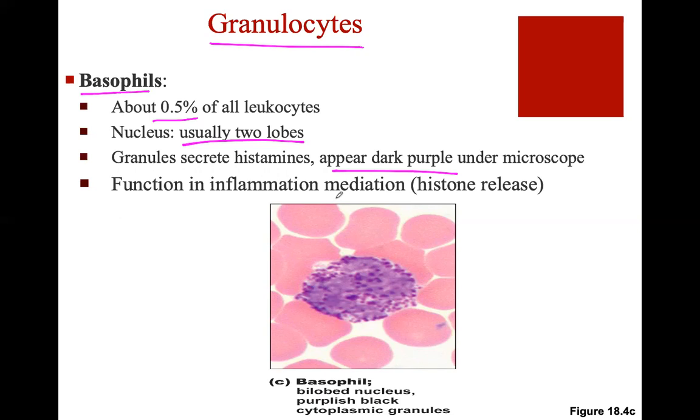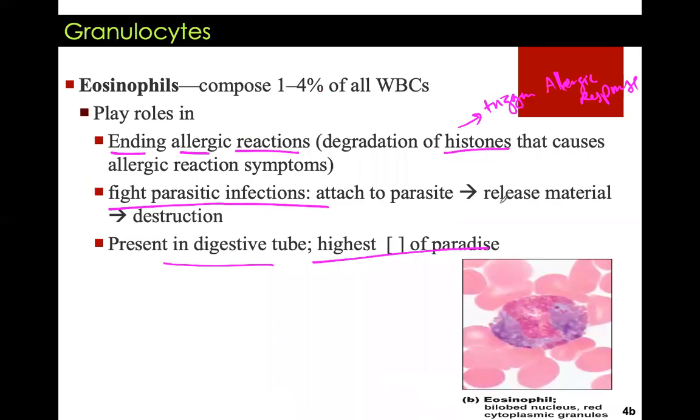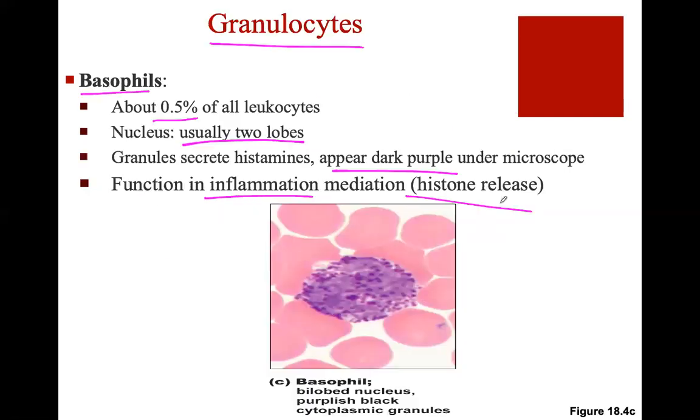Why do I have basophils? What's the main function? They create what we identify as an inflammatory response or your allergic reaction as a result of releasing histamine into your bloodstream. So basically, basophils trigger the allergic response, and eosinophils end the allergic response.